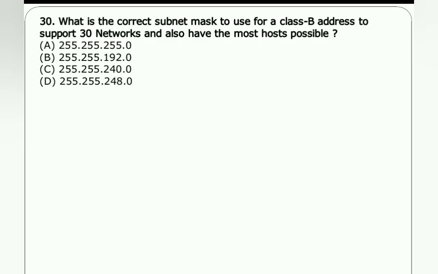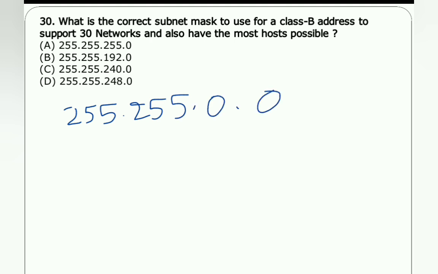Next one. What is the correct subnet mask to use for a class B address to support 30 networks and also have the most hosts possible? First of all, we need to write the subnet mask for class B. The subnet mask for class B is 255.255.0.0. That means here the host values are 0 and network ID values are 255.